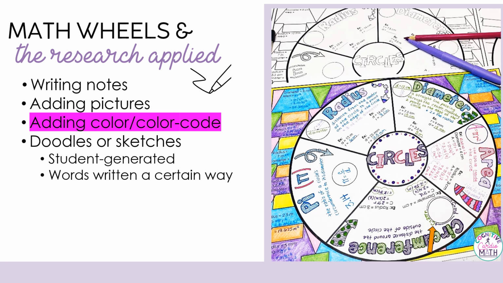You can see, for example, on this circles wheel, in the circumference section, I have the circumference formula written around the outside of the circle. The area formula is written on the inside of the circle. The simple difference is, there's the area in the inside of the circle, and the simple difference in the location of the formulas in the notes can help with students' understanding and recall.